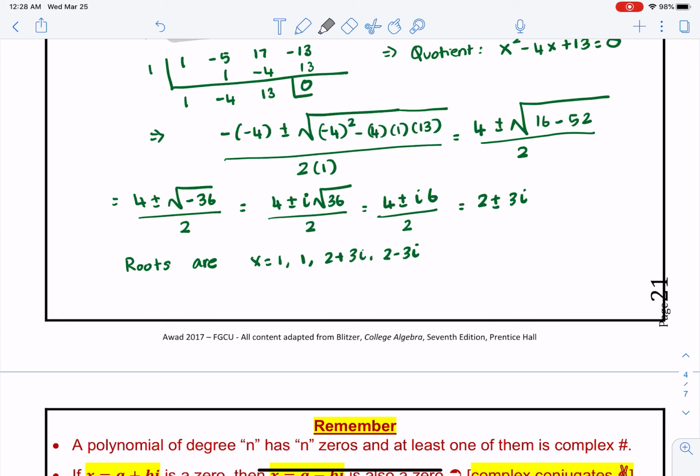It is important to know that anytime you have a complex root, they would always occur in pairs. What do I mean by that? So here we have 2 plus 3i. We ended up getting 2 minus 3i. Those are complex conjugates of each other. So if you know that there is one complex root, there has to be another complex root, and that would be the complex conjugate of the complex root that you just found.